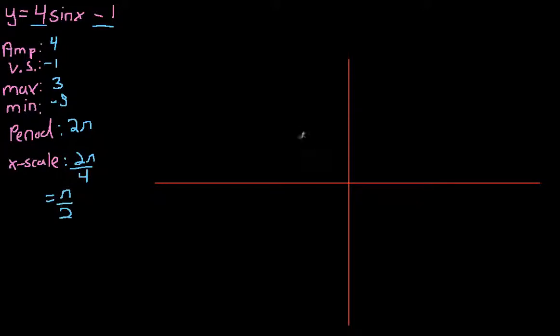If we remember from the previous video, the first thing we do is we create our scale for the x-axis. So since our scale is pi over 2, I'm going to draw little tick marks here. This one is going to be pi over 2. This one is 2 pi over 2, which is just pi. This one will be 3 pi over 2. And this one will be 2 pi.